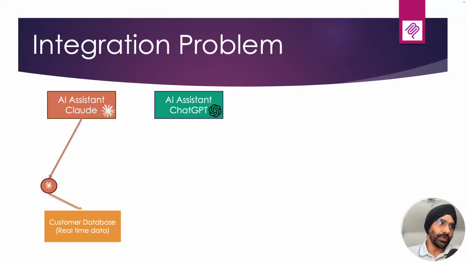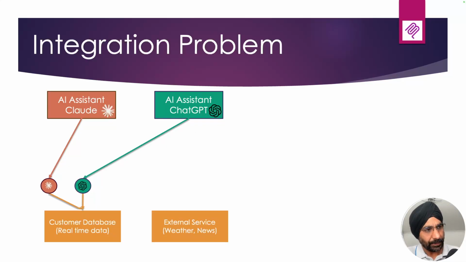Let's say tomorrow you want to connect another AI application, ChatGPT in this instance. What do I have to do? I have to repeat the same process again, okay? I have to build another integration over here. And then I connect, and then ChatGPT will be able to talk to this customer database.